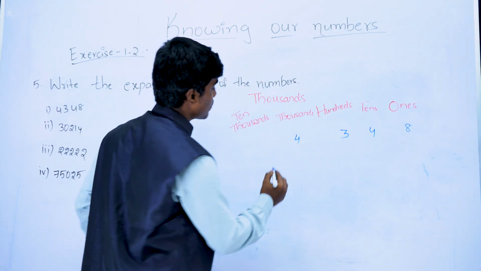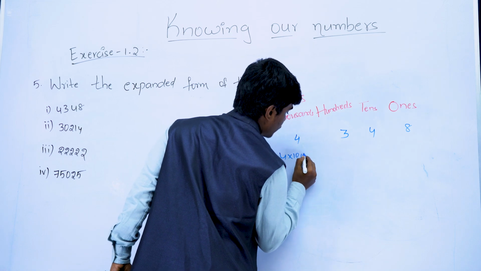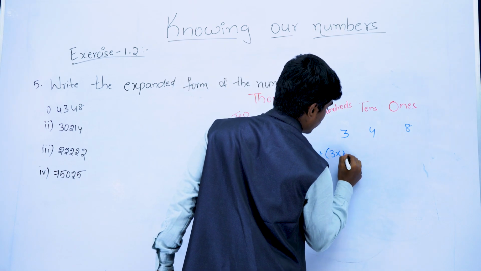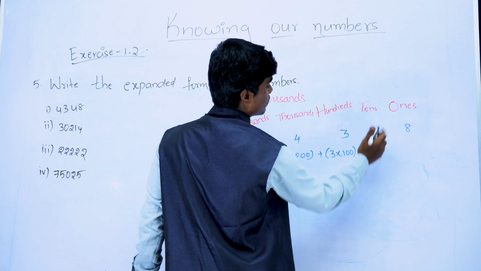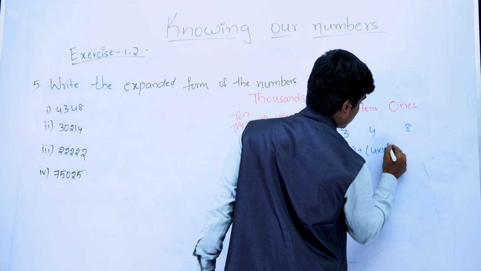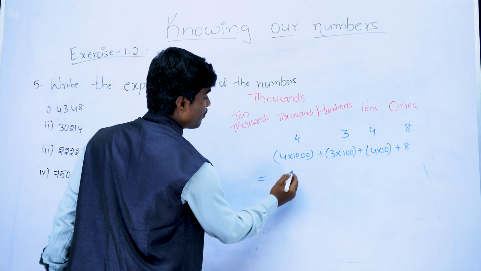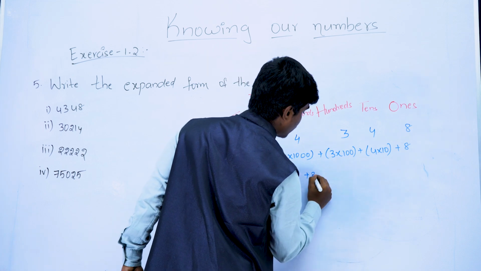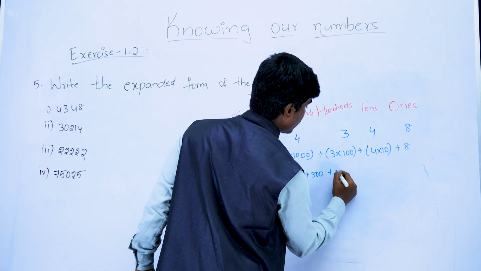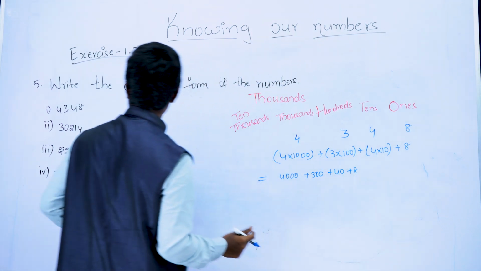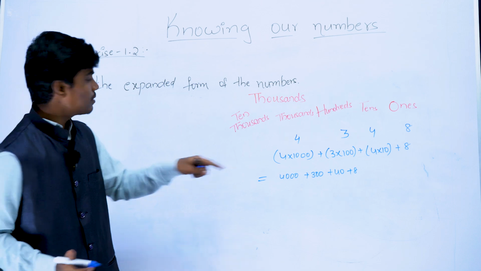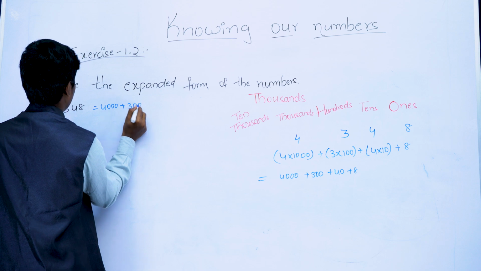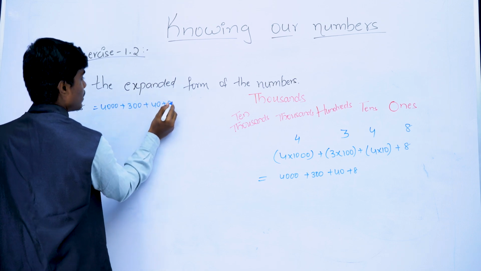See here, 4 thousands. So 4 into 1000 plus 3 hundreds, 3 into 100 plus 4 tens, 4 into 10 plus 8. On simplification we get 4 into 1000, 4000 plus 3 into 100, 300 plus 4 into 10, 40 plus 8. So the expanded form of 4348 is 4000 plus 300 plus 40 plus 8.